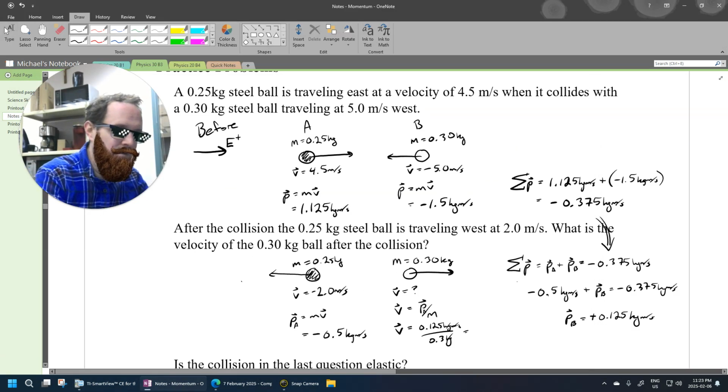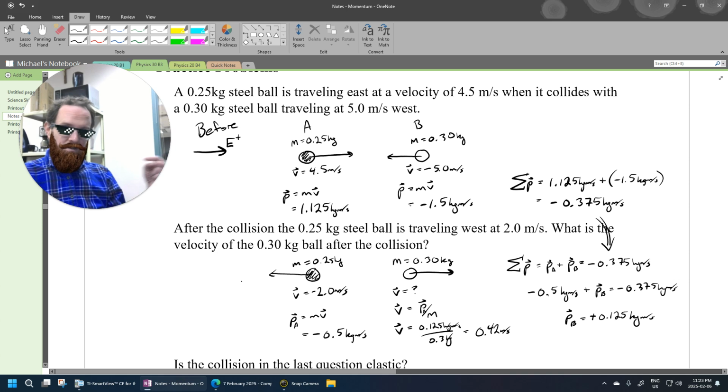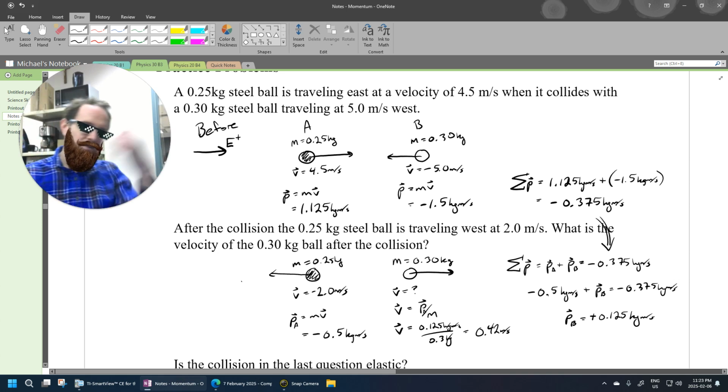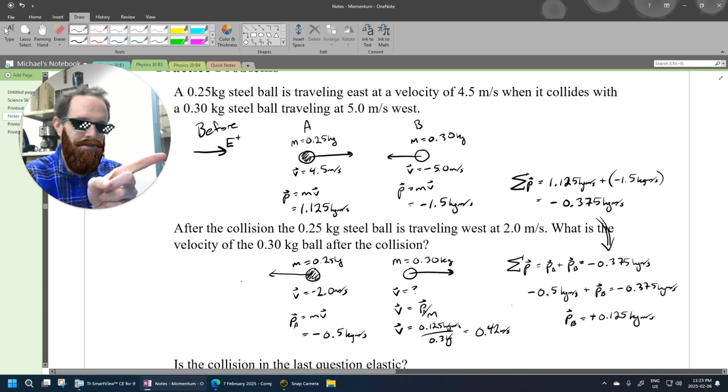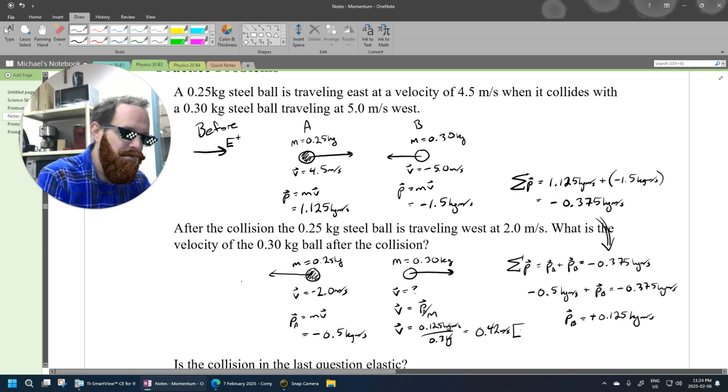So it bounces back with a velocity of 0.42 meters per second. It was going west before, and now it's bounced back. It's a positive number here, so according to my sign convention, a positive number is east.